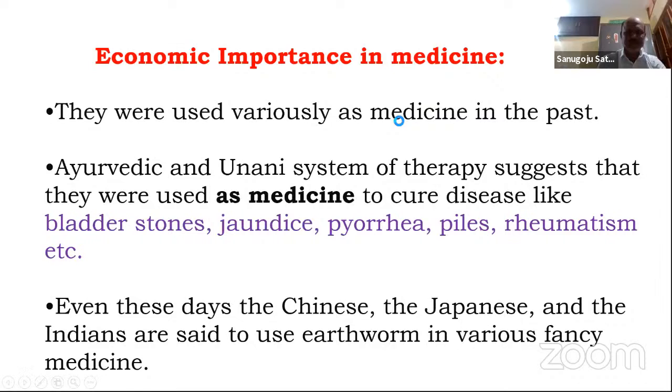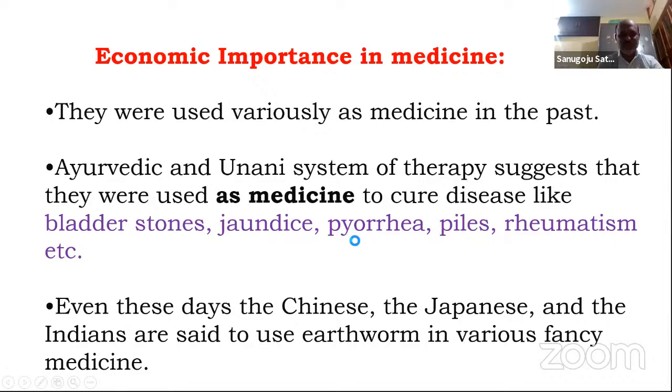Earthworms are used in medicine. Economic importance in medicine: they were used variously as medicine in the past. In previous days, in Ayurvedic medicine and the Unani system of therapy, they were used as medicine to cure diseases like bladder stones, gallbladder stones, kidney stones, jaundice, pyorrhea, piles, and rheumatism.